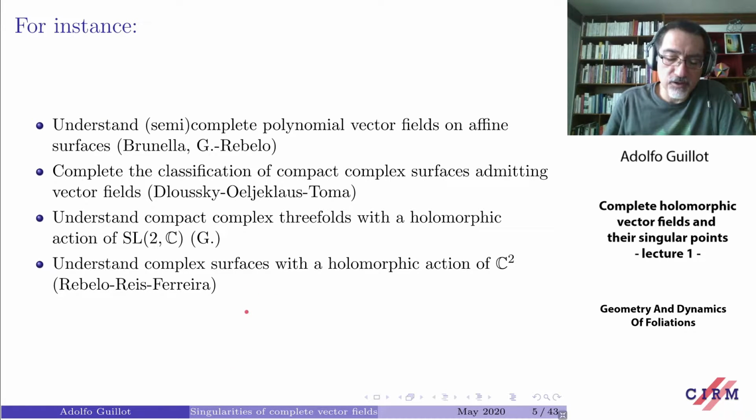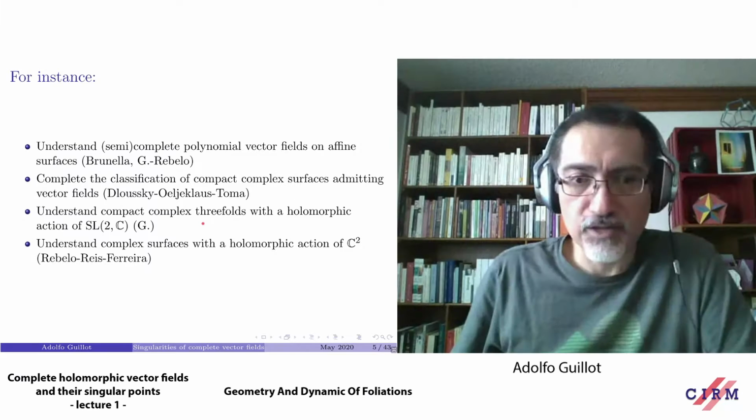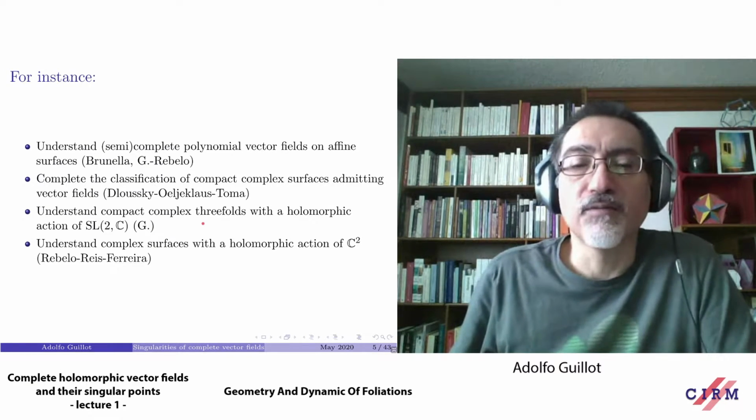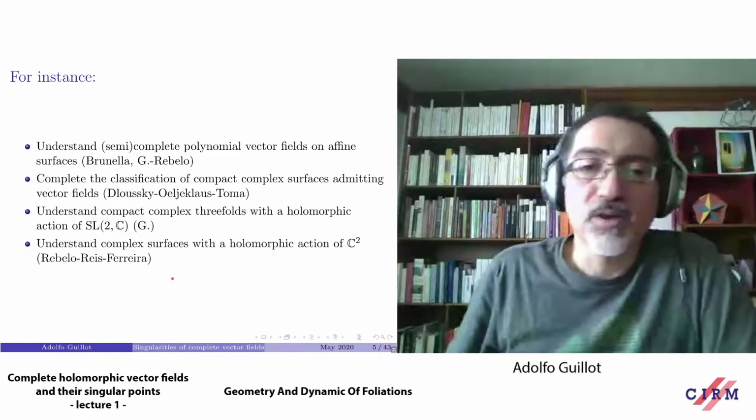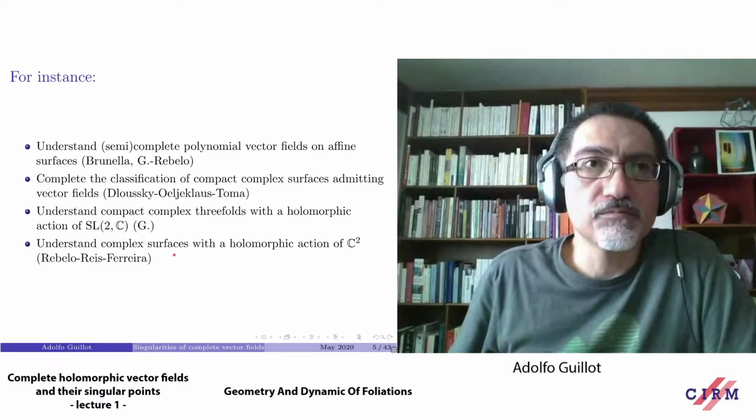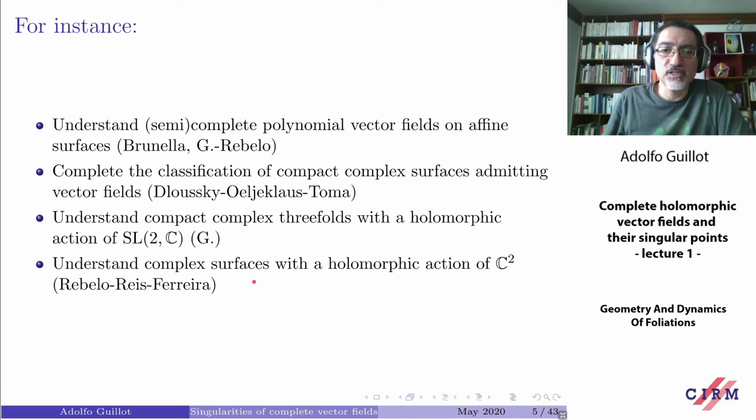For example, the early results of Etienne Ghys and Giulio Rebello were used by Adlusky, Olcheklaus, and Thoma to finish the classification of compact complex surfaces admitting vector fields. Using, again, this philosophy of trying to understand locally global vector fields, or more generally, actions of Lie groups, we have come to understand facts about the actions of SL2C on compact complex threefolds, and also, for example, work of Rebello, Reyes, and Ferreira. We have come to understand better the holomorphic actions of C2 on complex surfaces.